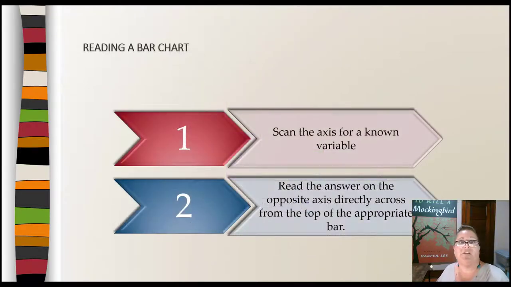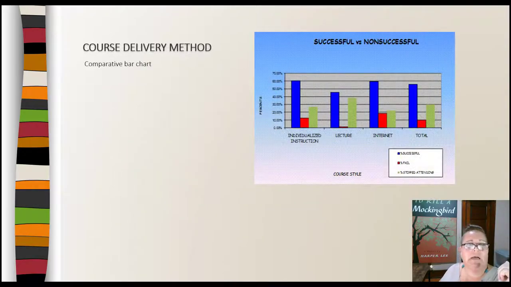When you're reading a bar chart, you simply scan the axis for whichever variable is known, and you read the answer on the opposite axis, directly across from the top of the appropriate bar. What do I mean? Here we have a comparative bar chart, and it's successful versus unsuccessful instruction. So we're looking across the bottom. We can see the different types or the course style. The course was either individualized instruction, lecture, or via internet. The total means we're considering all of them together.